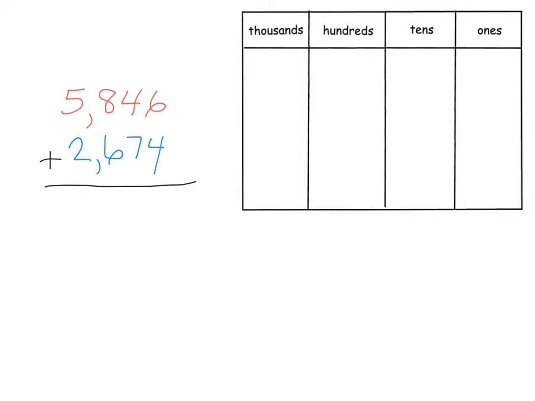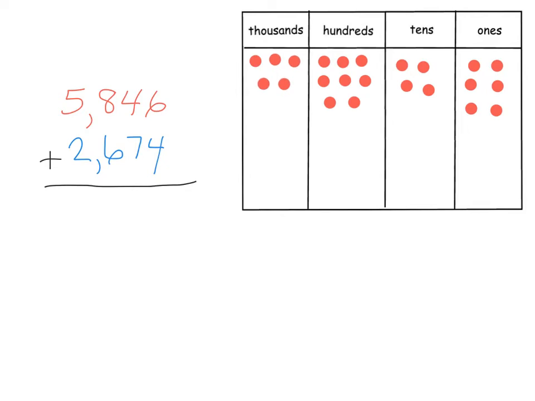So the first number is 5,846. So think about each digit and what place value position they represent. I've got 6 ones, 4 tens, 8 hundreds, and 5 thousands.